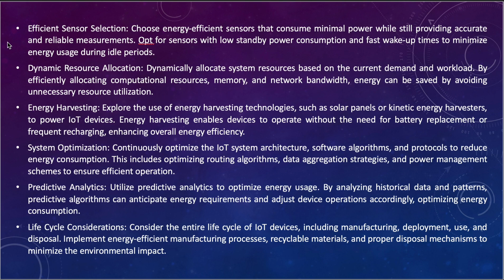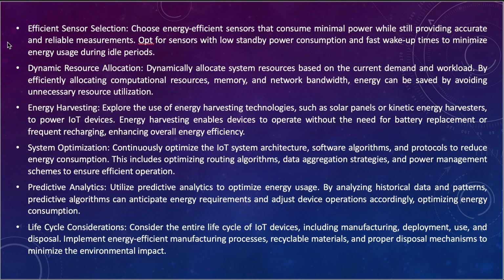Dynamic resource allocation. Dynamically allocate system resources based on the current demand and workload. By efficiently allocating computational resources, memory and network bandwidth, energy can be saved by avoiding unnecessary resource utilization. Energy harvesting. Explore the use of energy harvesting technology such as solar panels or kinetic energy harvesters to power IoT devices.